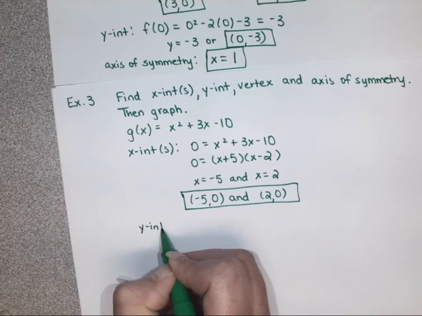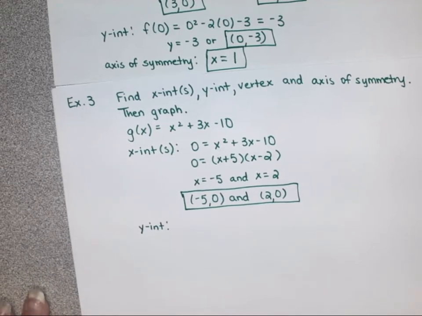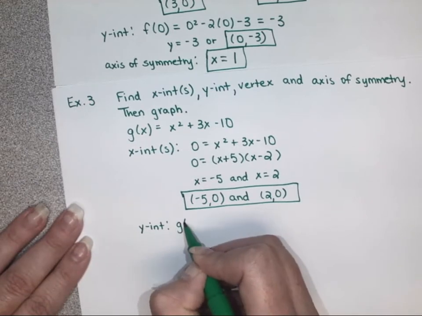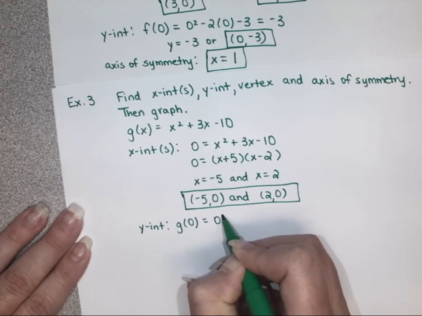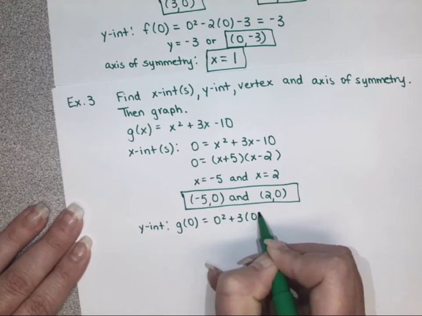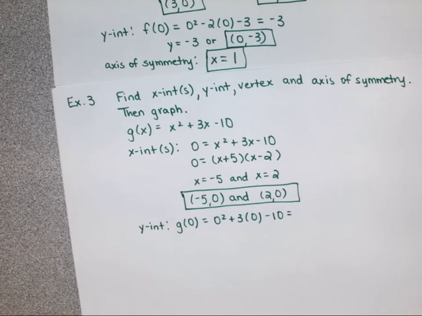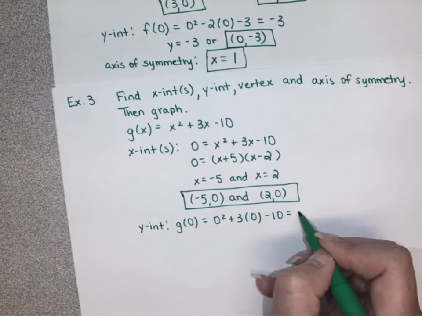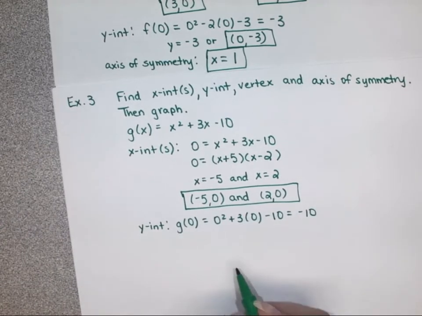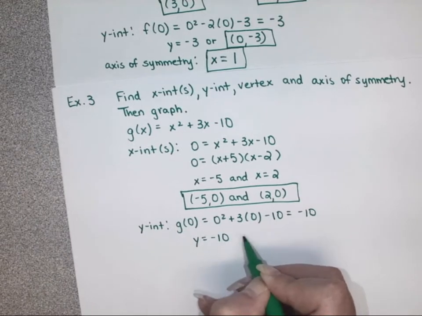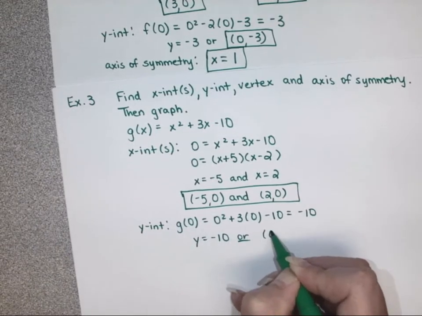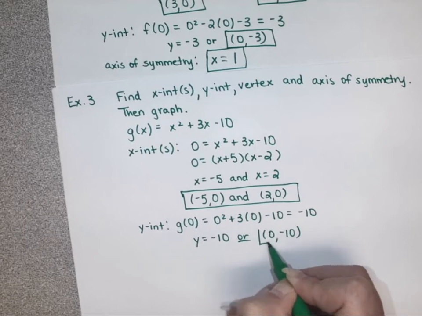So now let's move on to the y-intercept. Remember, there's only ever one of these, because it would fail the vertical line test if there were more than one. So we're going to find g of 0. This is usually one of the easiest things to find, because when you plug in 0, a lot of things go away. So what are you only left with if you plug in 0 everywhere? Negative 10. Okay, so we get y equals negative 10. Or if we want to write it as a point, and let's assume that we do, we want 0, negative 10.